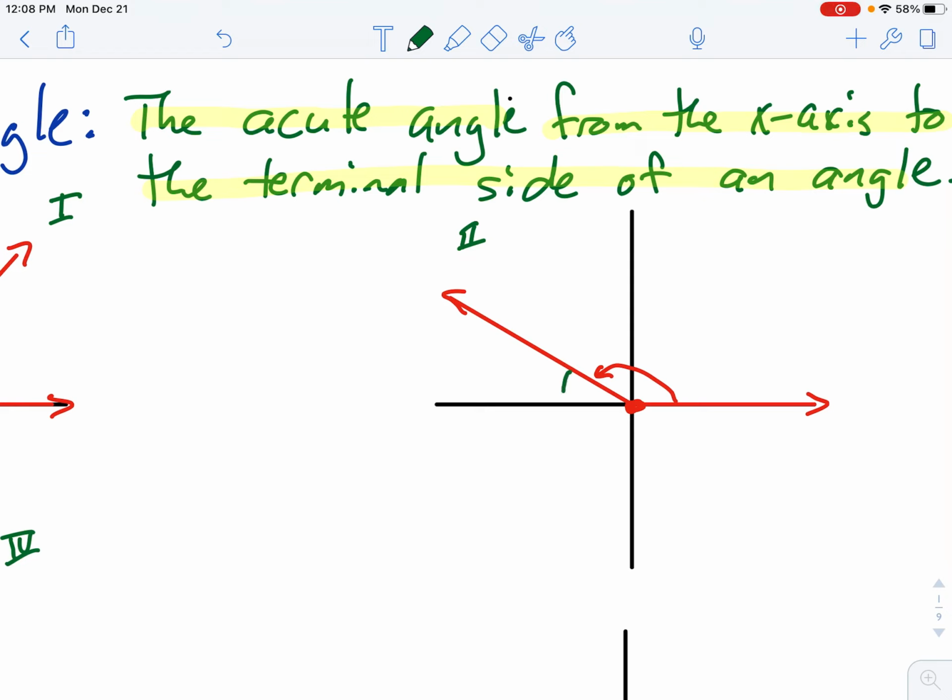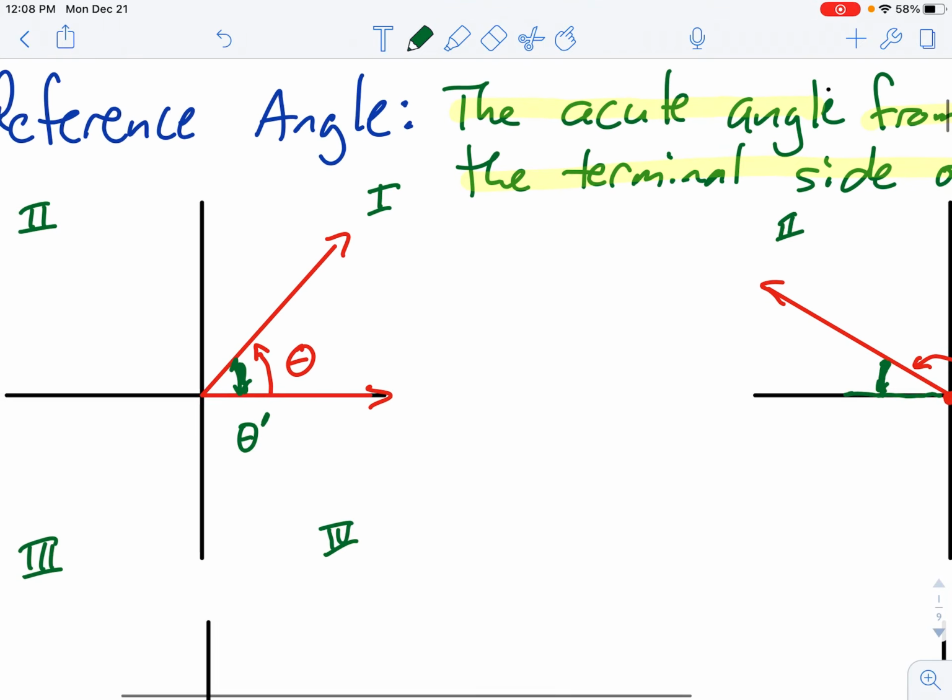In this case, the reference angle would be right here. It's the acute angle from the x-axis to the terminal side. Notice it's the negative x-axis. So reference angle is not the same as standard position. It does not have to be the positive x-axis. It was here, right? The x-axis and the positive x-axis.